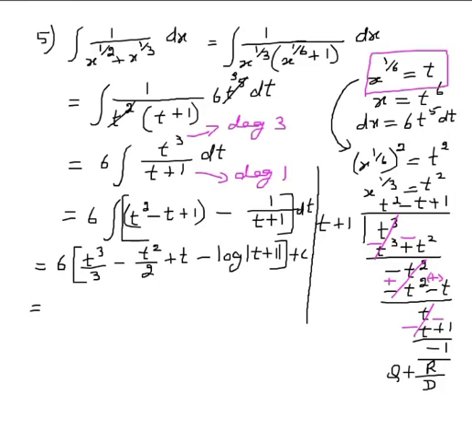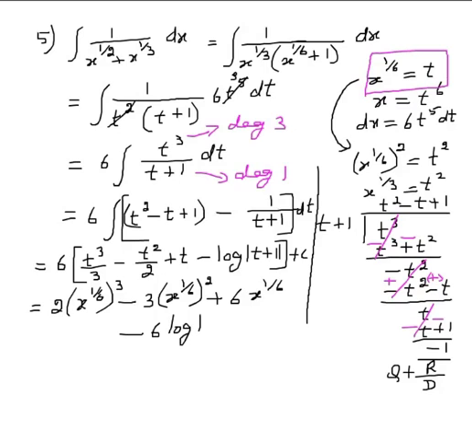Let us open the brackets and write. So 2 times t cube. t is x raised to 1 by 6 and its cube. Minus 6 by 2 becomes 3. t square. So x raised to 1 by 6 the whole square. Plus 6 times t. t is x raised to 1 by 6. Minus, distribute that 6. 6 times log of absolute value of t is x raised to 1 by 6 and plus 1 plus c.